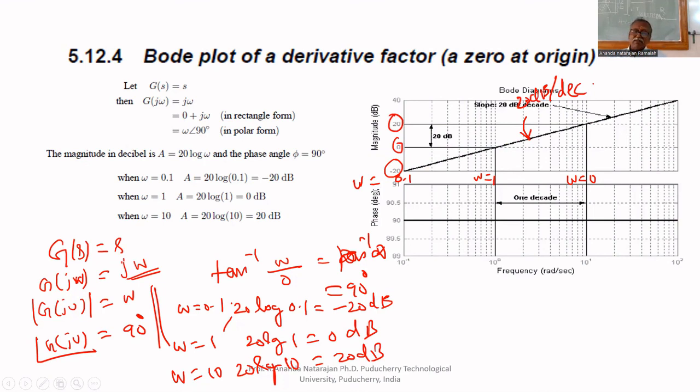What is the phase plot? The phase plot, as we have already seen, is always 90 degrees. Therefore, the phase plot is 90 degrees for 0.1, 1, 10, 100, for all frequencies. You get 90 degrees always.